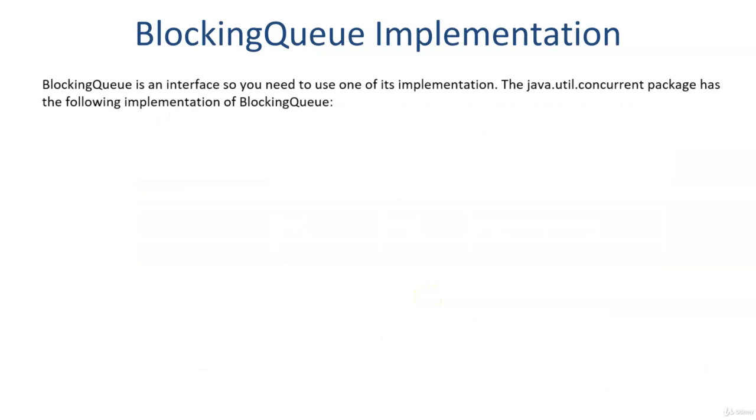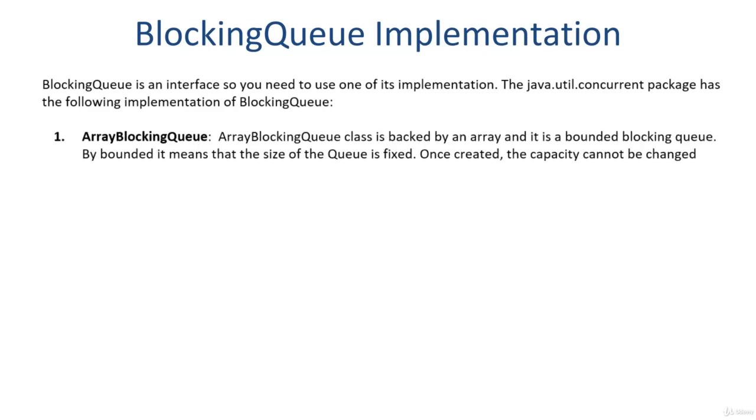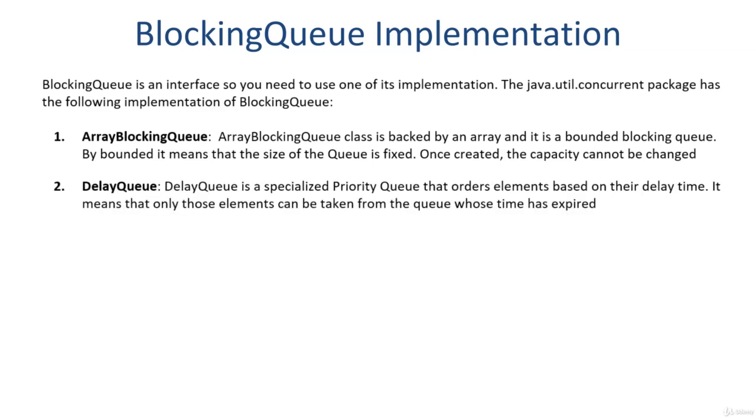Blocking queue implementations. BlockingQueue is an interface, so you need to use one of its implementations. The java.util.concurrent package has the following implementations of blocking queue. First one is ArrayBlockingQueue. It uses an array on the backend side, and it is a bounded blocking queue. Bounded means that the size of the queue is fixed. Once created, the capacity cannot be changed.